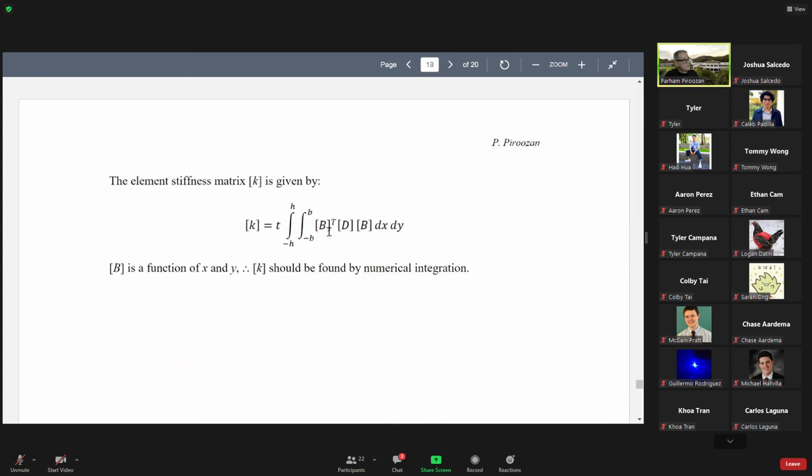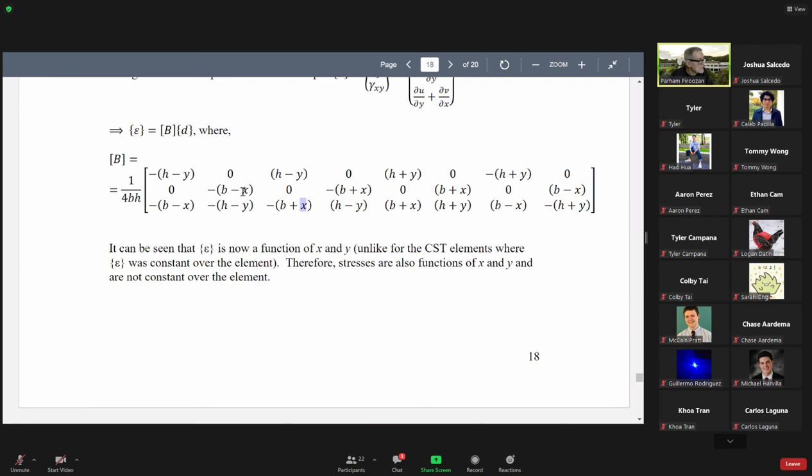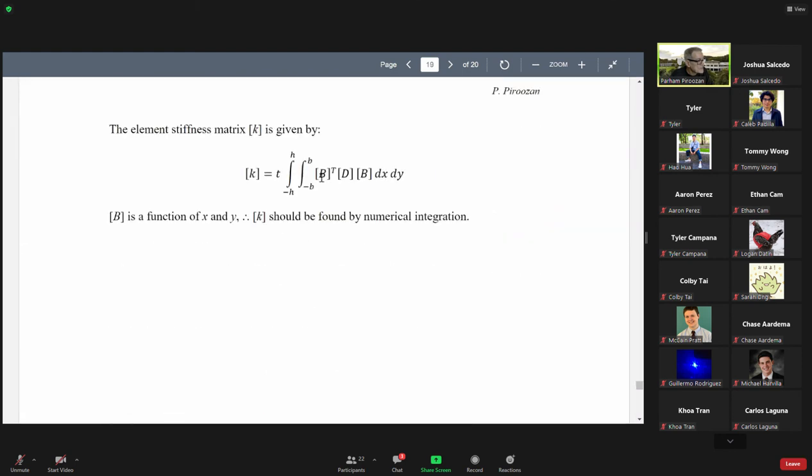Remember, the element stiffness matrix is given by the integral of B transpose D B dx dy. For a constant strain triangular element, the terms in the B matrix and the material matrix D are all constants. Therefore we could easily bring them out, and it was just the area. But for this case, the B matrix has x's and y's, and we need to integrate this term by term, which is a big problem.